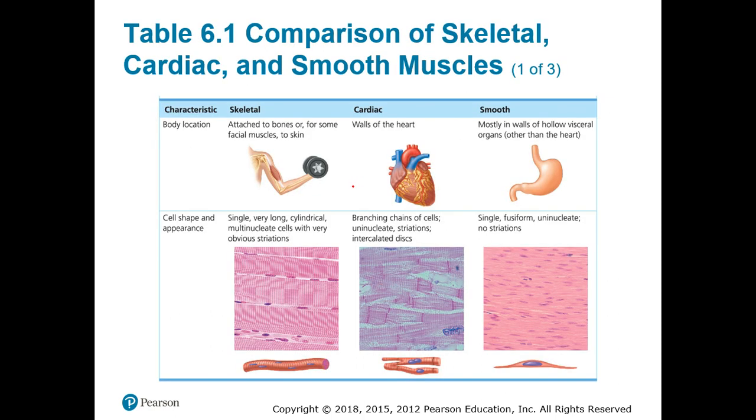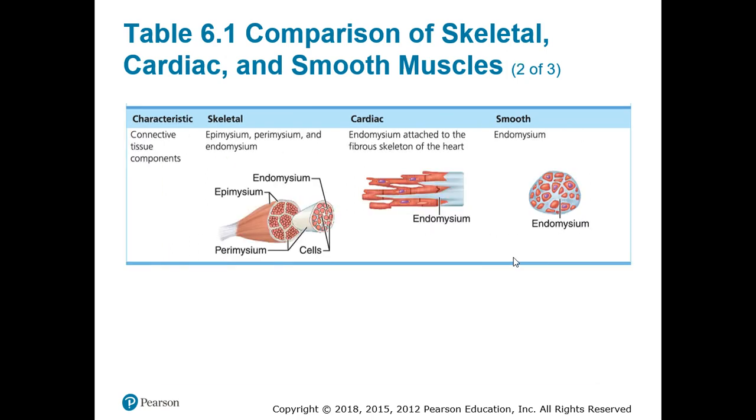This is a picture that is taken out of your guys' textbook. You guys all have access to this, but it helps compare the skeletal, cardiac, and smooth muscle, and we're going to be talking about these. For example, body location. How do they all differ? Their cell shape and appearance, and how each one of them looks underneath a microscope. We're also going to be talking about the connective tissue components and how they differ. For example, what layers they are made up of.